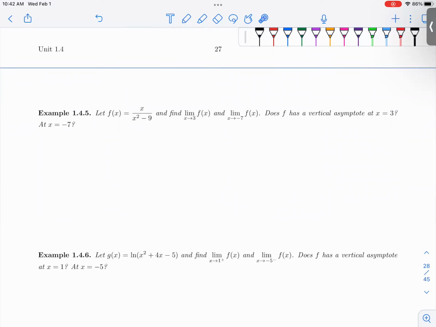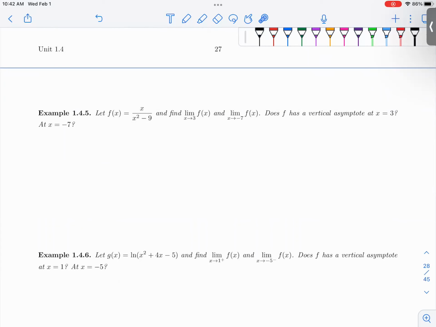Okay. So let's look at this one here. Let f of x equal x over x... Oh, did I hear a question? All right. And I'm sorry, we can do a small break in a second.